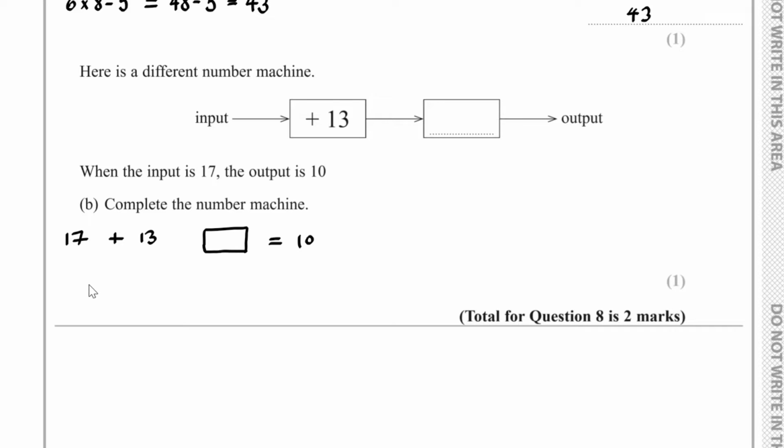So here we have 30 followed by some sort of an instruction, and we get 10. Well, to go from 30 to 10, we can either divide by 3 or subtract 20. It doesn't make a difference. You'll still get an output of 10. So I will put down divide by 3.